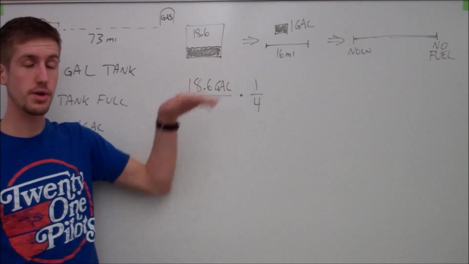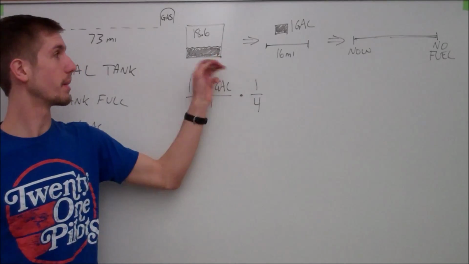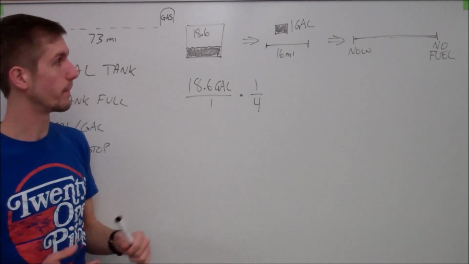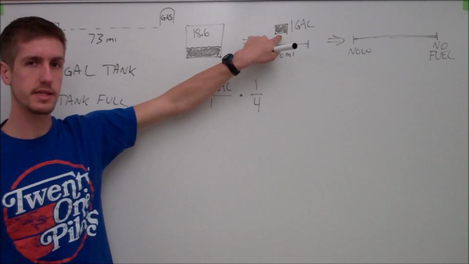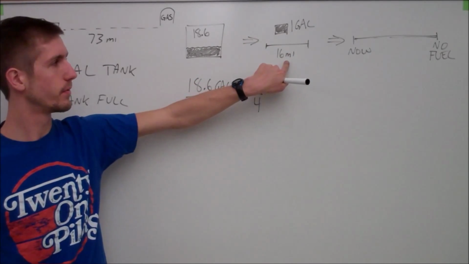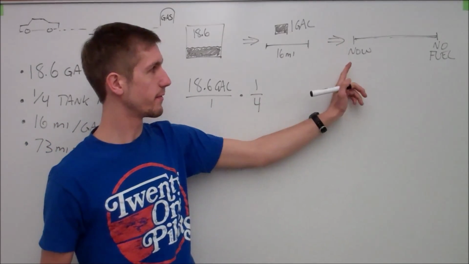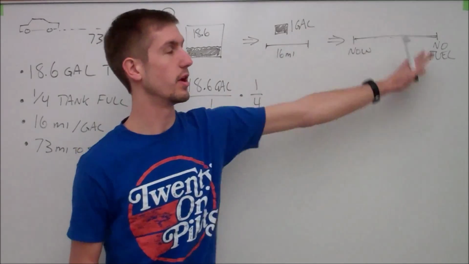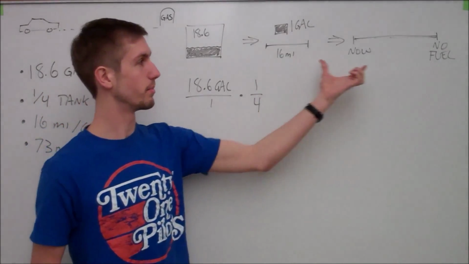So what I did up top was I tried to visually represent what was going on. In the first part I have my gas tank. My gas tank can hold 18.6 gallons and it's only a quarter of the way full. Then the next spot is I want to say, with 1 gallon of gas, how far am I able to go? So then the last part is going to be saying, with all of that information, am I going to be able to go from where I'm at now until no fuel? What is that distance? Because I say I can go 16 miles here, but I don't know how far I can go here.